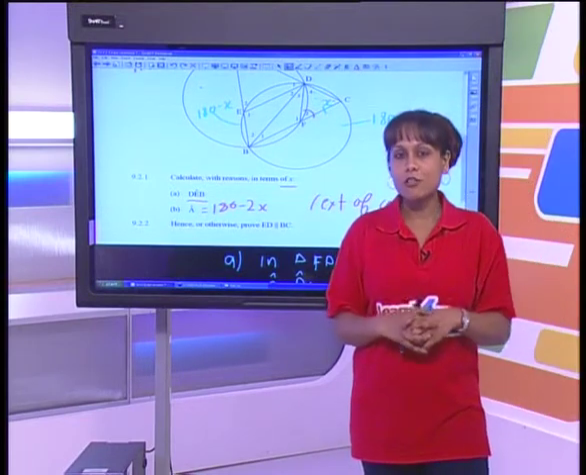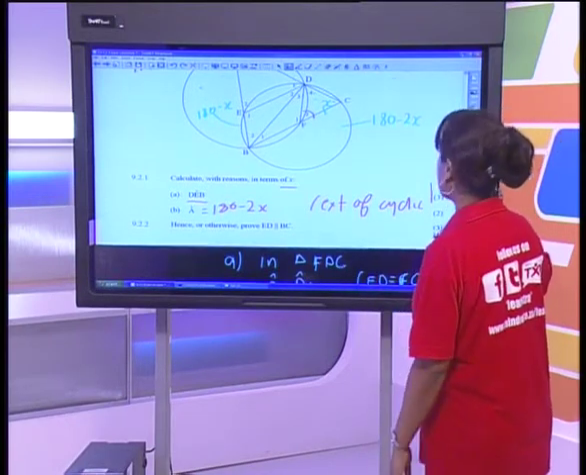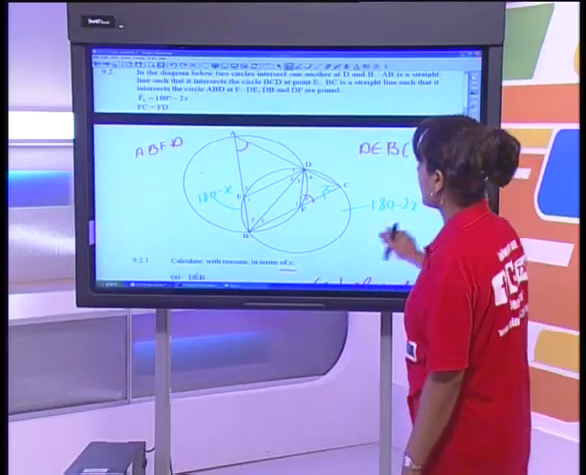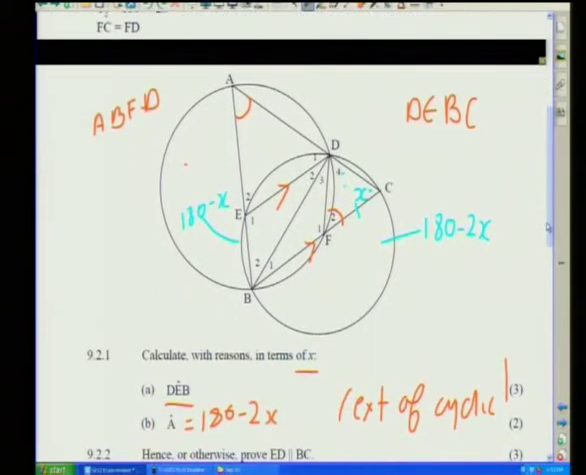All right. So we're on to the very last part, which says, hence or otherwise prove that ED is parallel to BC. So ED and BC. Now remember, the way you can prove that things are parallel is by showing there are either alternate angles, corresponding angles, or co-interior angles. So remember, we know that this one is 180 minus 2x. That's just what we've proved now, because they said hence or otherwise. We've also worked out that angle DEB.